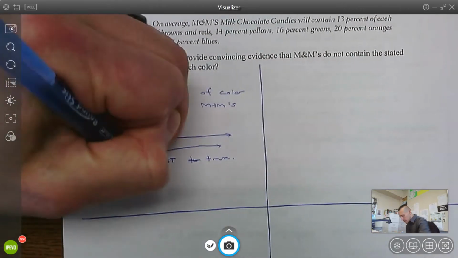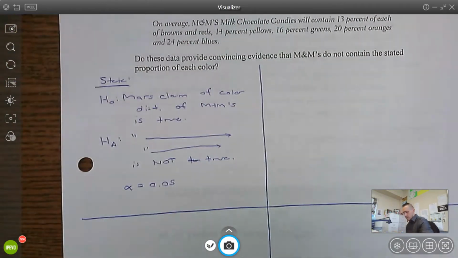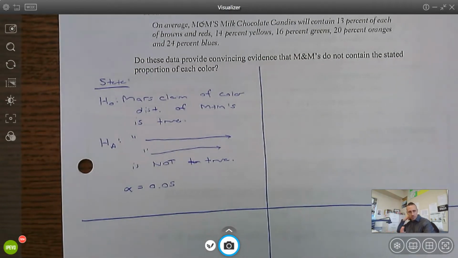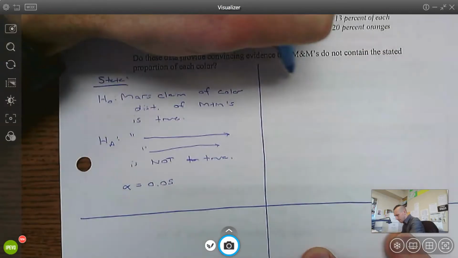We're going to test at a significance level of 5%. That's our default. They haven't told us anything otherwise. Occasionally, they'll say 1% or 10%. I don't think we've seen that in class yet.